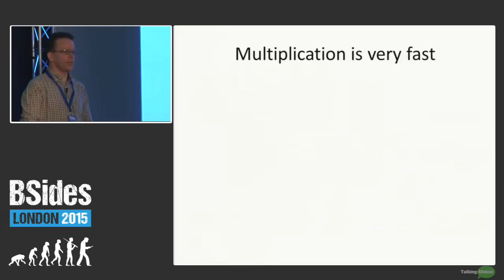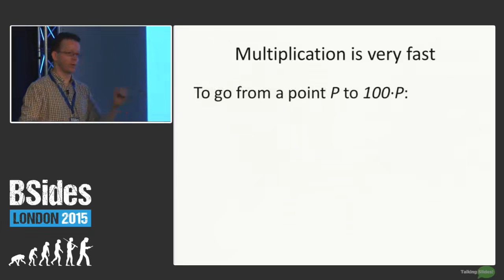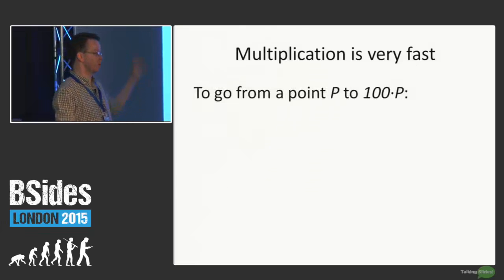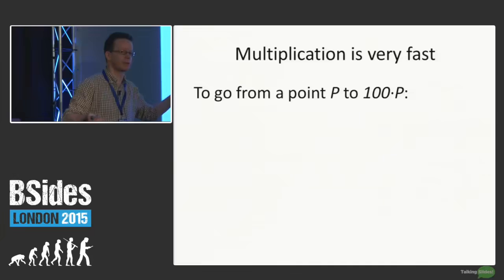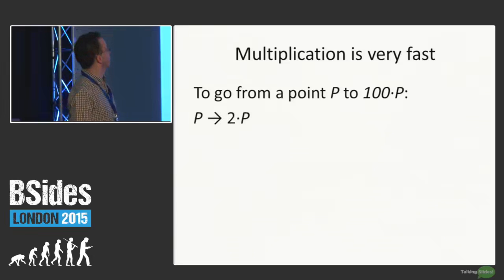Now it happens that multiplication by integers is very fast. So if you get a point P and you want to get the point 100 times P, then with the algorithm I just showed, which you can implement in a computer, you just add P 99 times to this point P. So you get P, 2P, 3P, 4P, until you get 100 times P. However, computers can do this much faster.